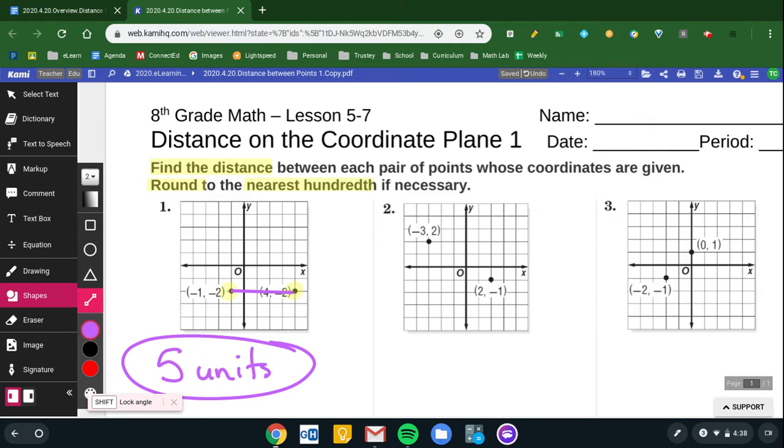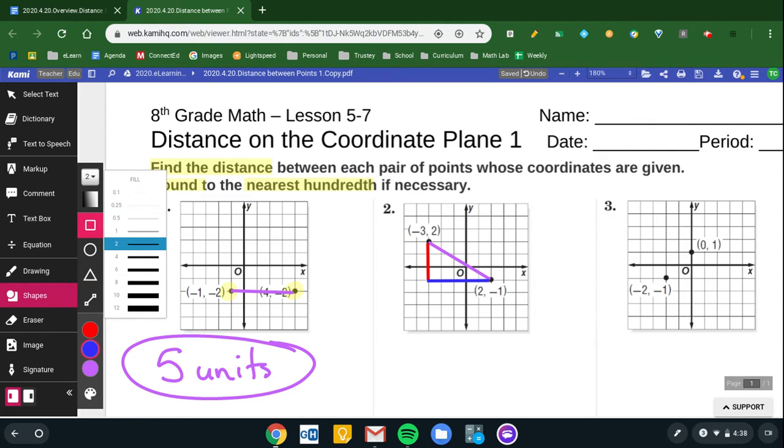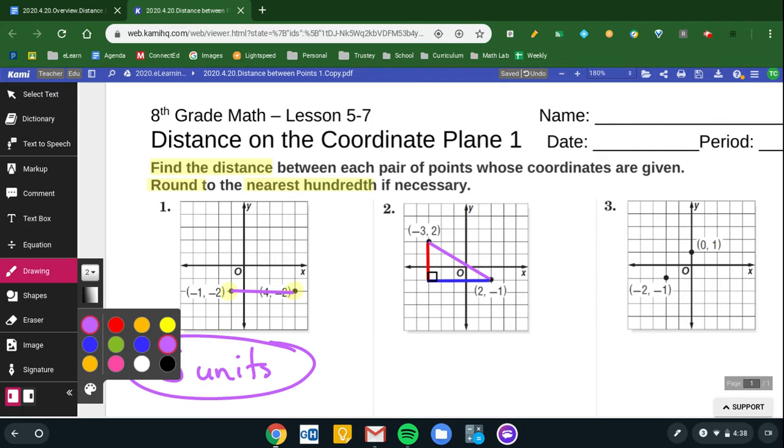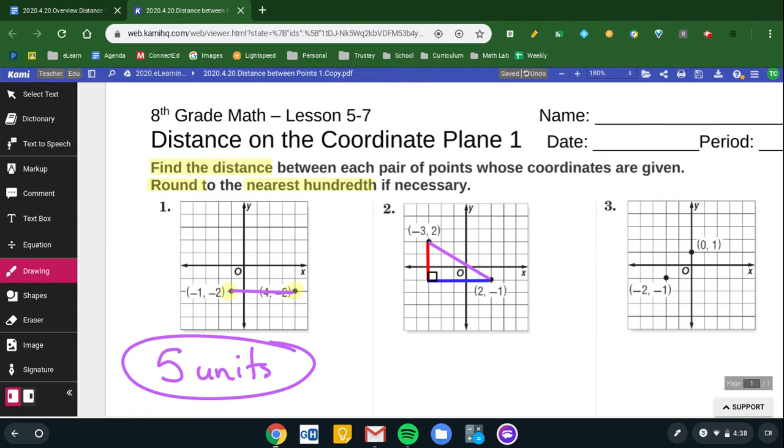If I'm going to travel from -3, 2 down to +2, -1, I cannot just count the units. So here's what we're going to do. We're going to take what we learned about the Pythagorean theorem and we're going to make a right triangle. And if I look very closely at this, I'm going to now see a right triangle.